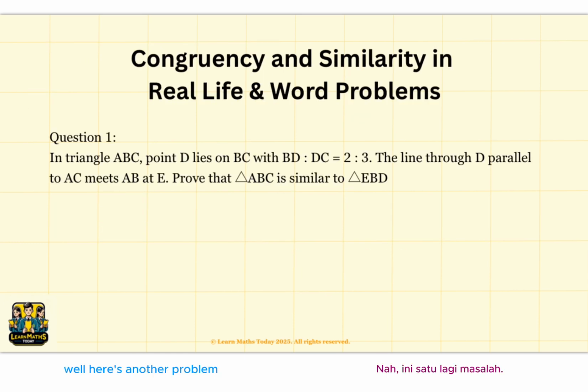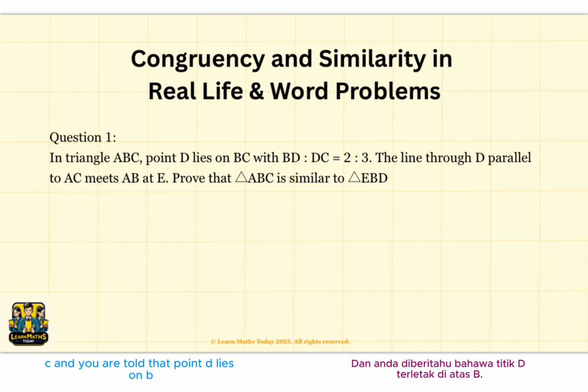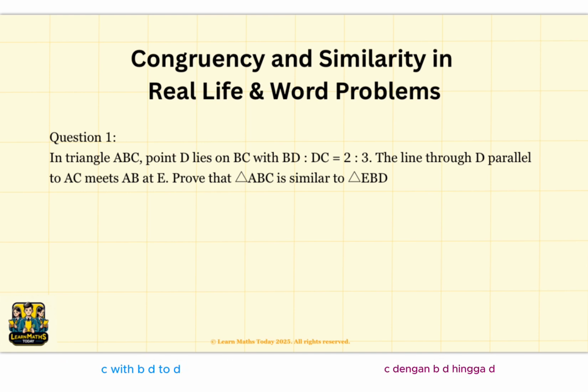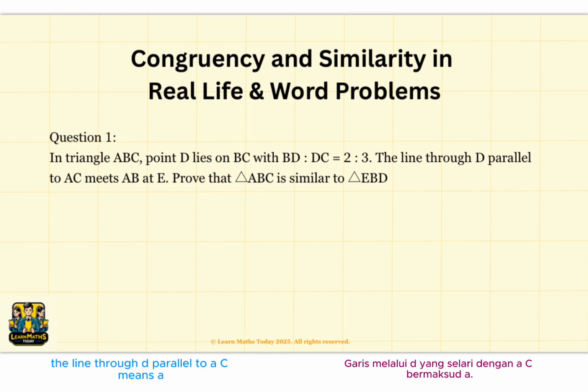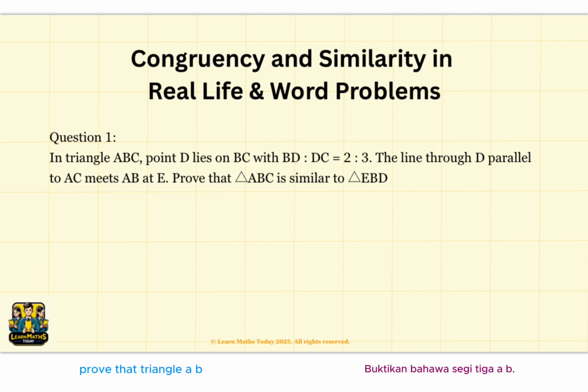Well, here's another problem. You have a triangle ABC and you are told that point D lies on BC with BD to DC having a ratio of 2:3. The line through D parallel to AC meets AB at E. Prove that triangle ABC is similar to triangle EBD.